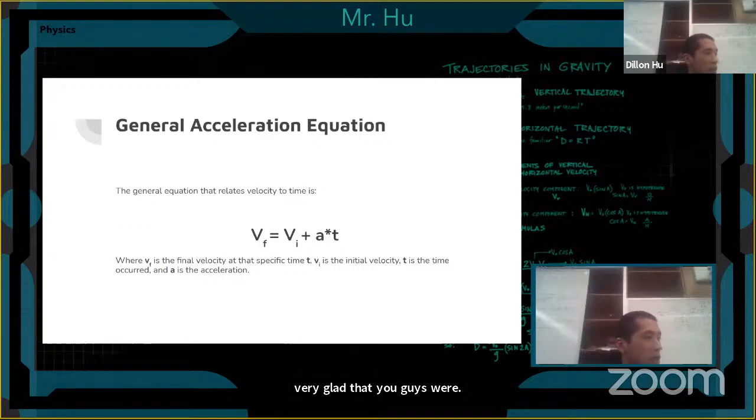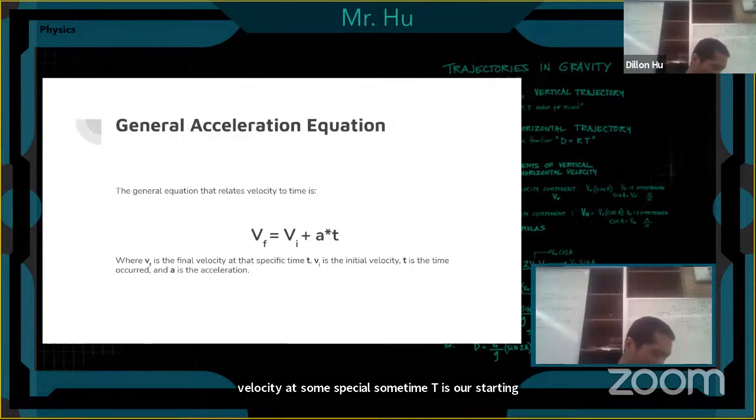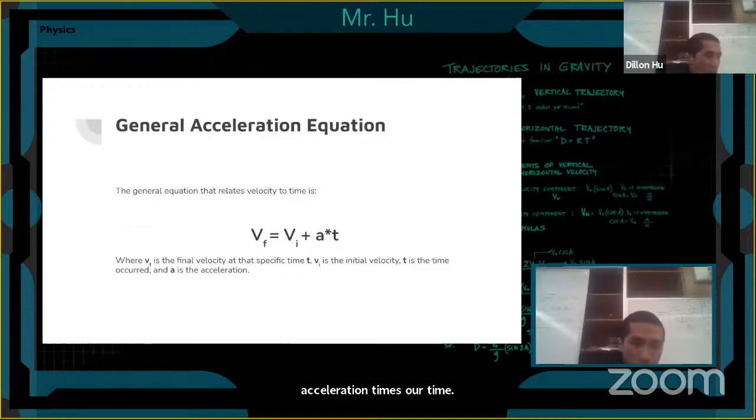This is the general equation that relates velocity to time. And what it tells us is that our final velocity at some time t is our starting velocity, how fast we were initially moving, plus our acceleration times our time. And this acceleration times our time tells us basically how much our velocity changed during that time.